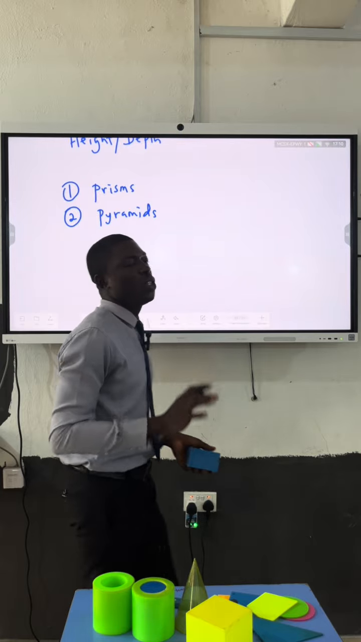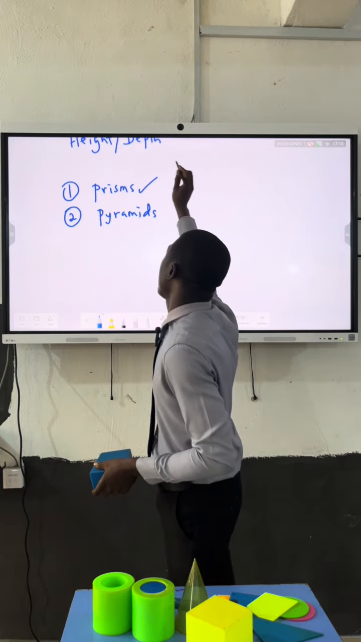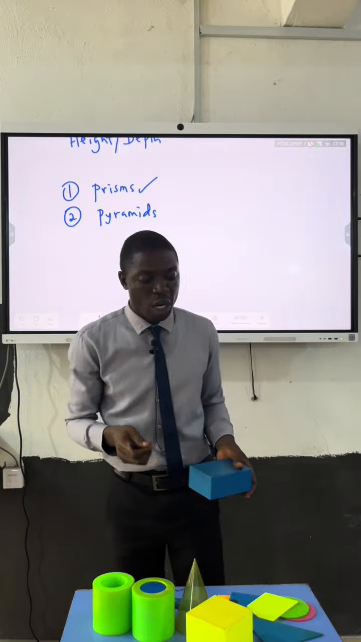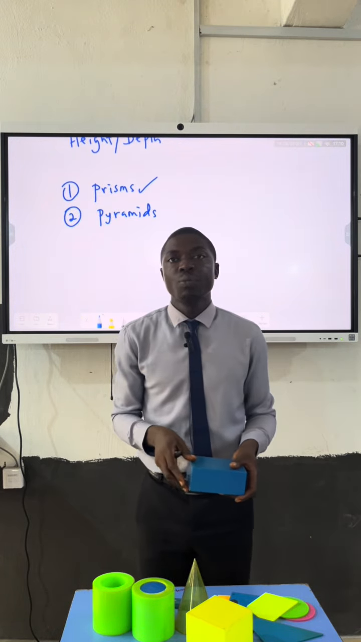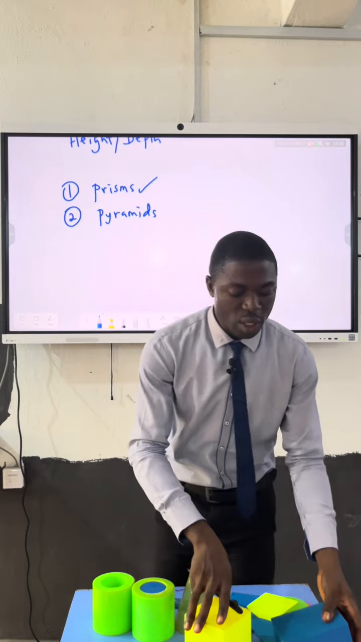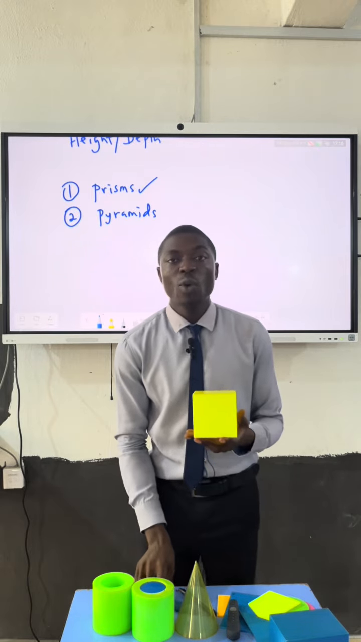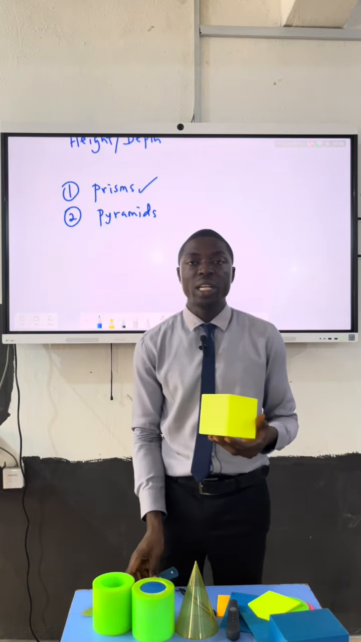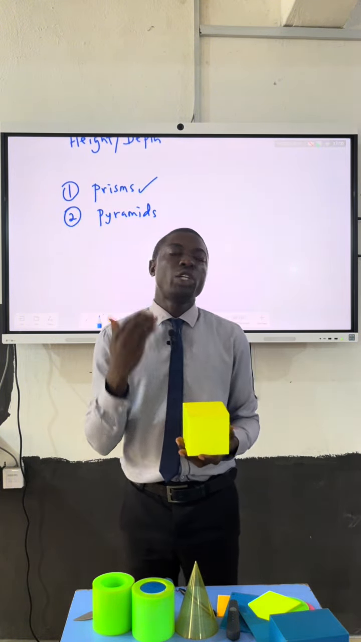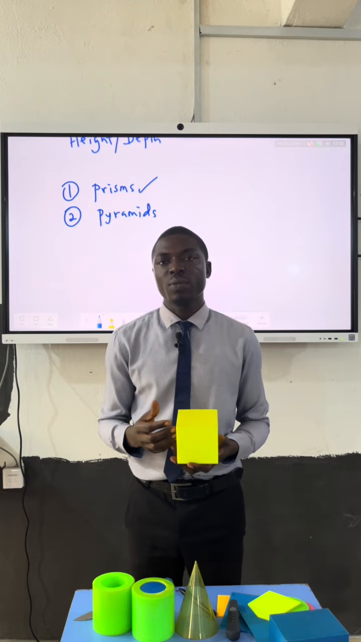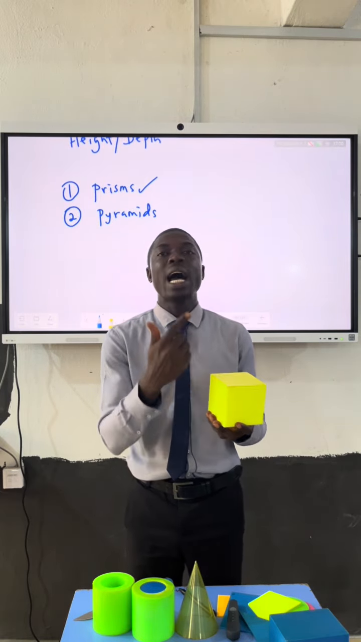In this video, we're going to treat the first one: how to identify whether or not a shape is a prism. Now, what I'm having here is a cube. A cube is an example of a three-dimensional shape, or a solid. Why? We can talk about a cube with respect to the length, the breadth, and the height.